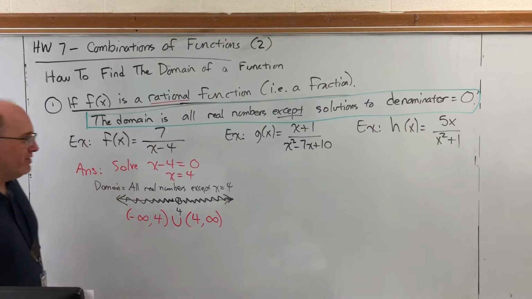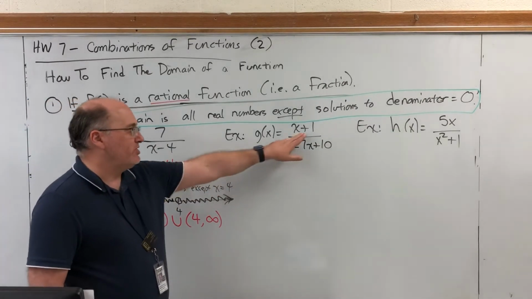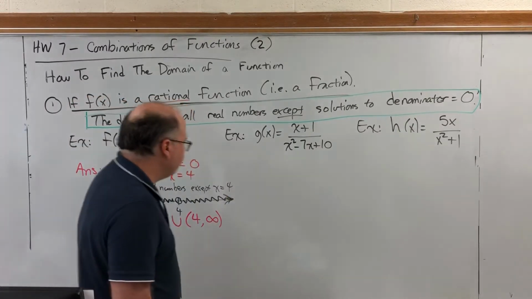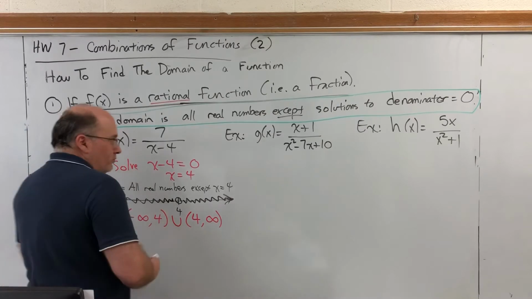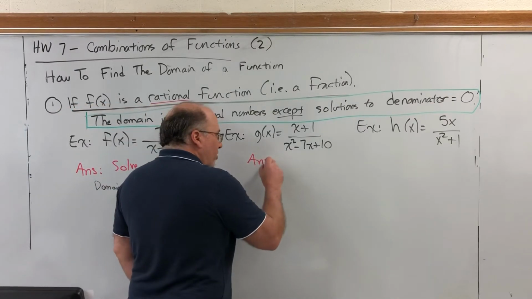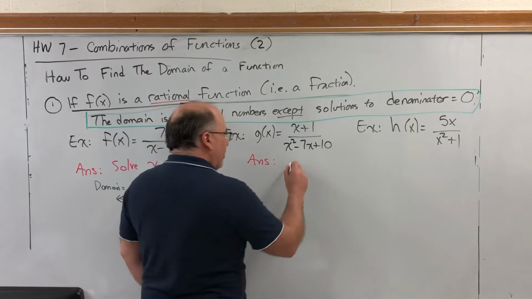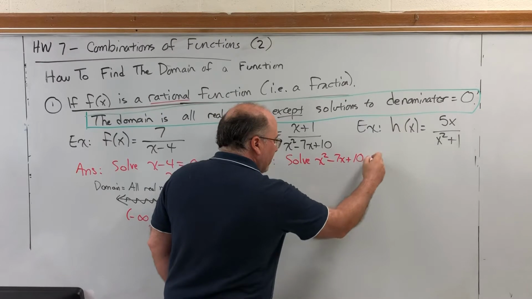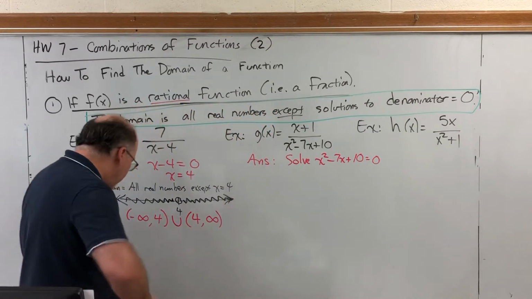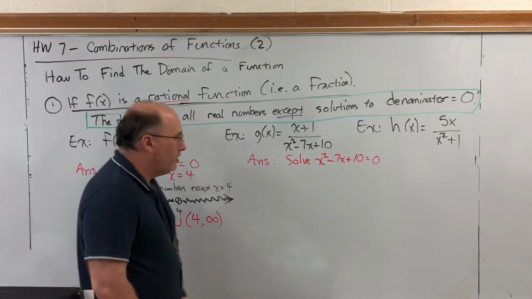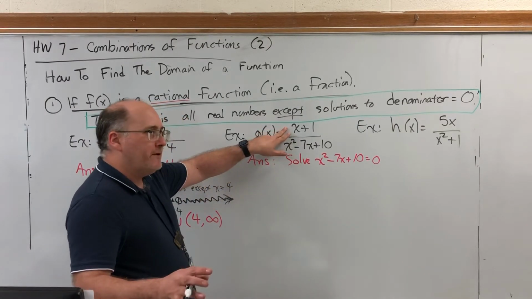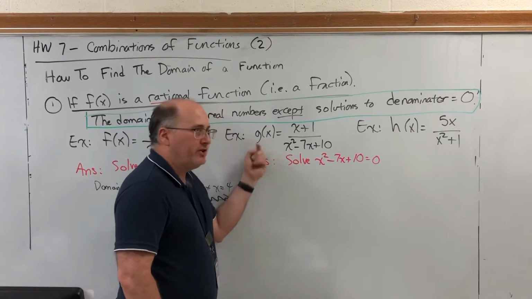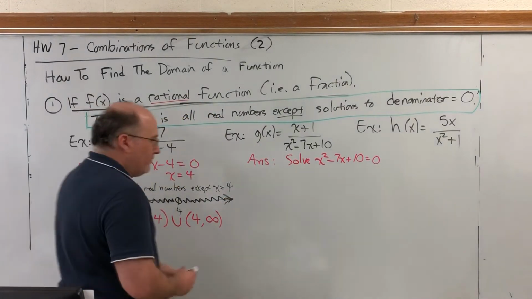For example, the second function we have here is g of x equals x plus 1 over x squared minus 7x plus 10. So how do we find the domain? Well, we want to avoid the denominator equal to 0, so we have to start by solving that. Solve x squared minus 7x plus 10 is equal to 0. It's worth mentioning here that you don't have to focus on the numerator. The numerator in a fraction can be anything, so there are no restrictions imposed upon it. There's only restriction imposed upon the denominator.